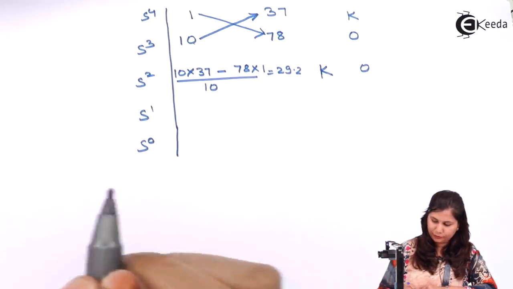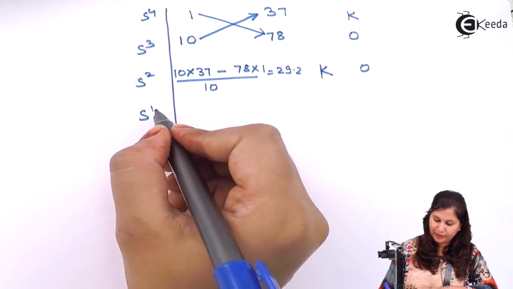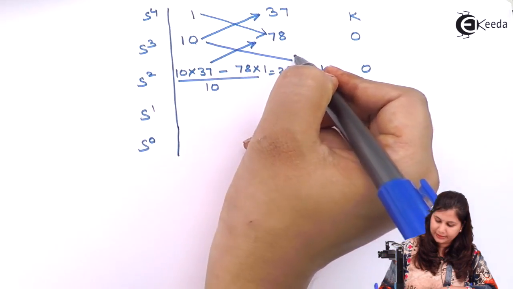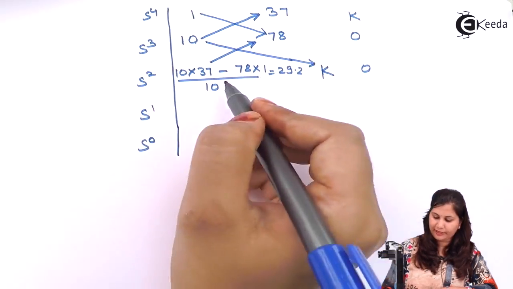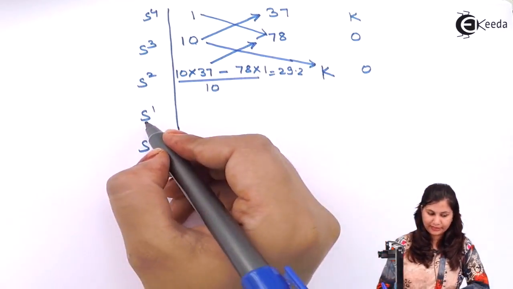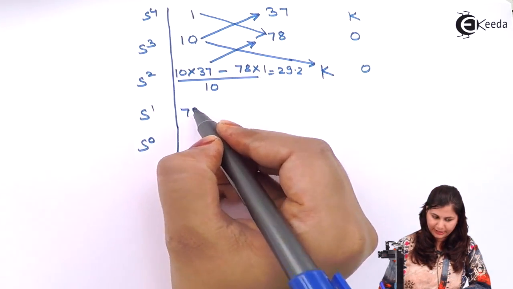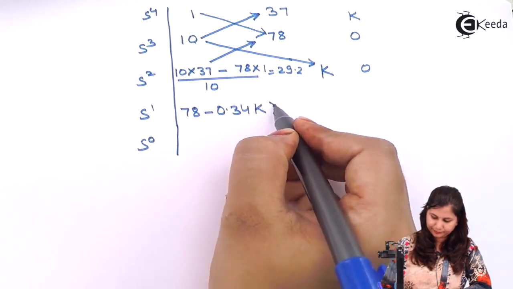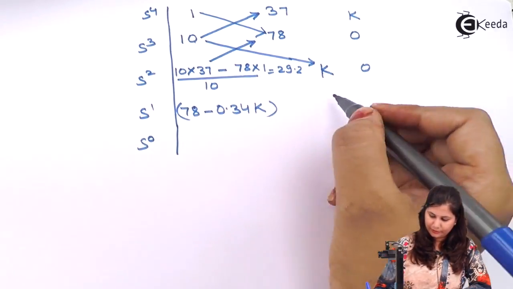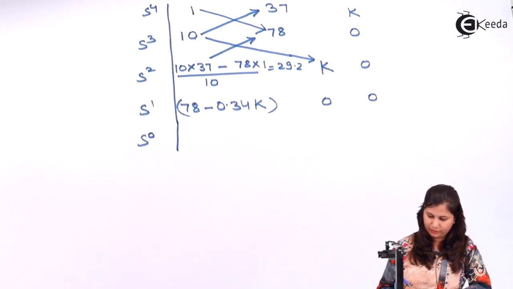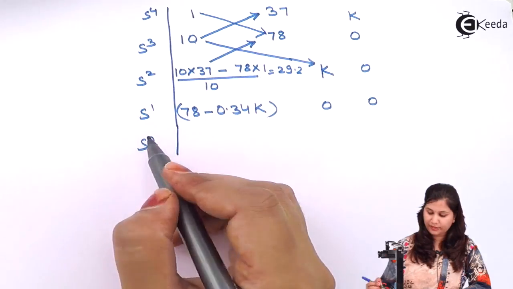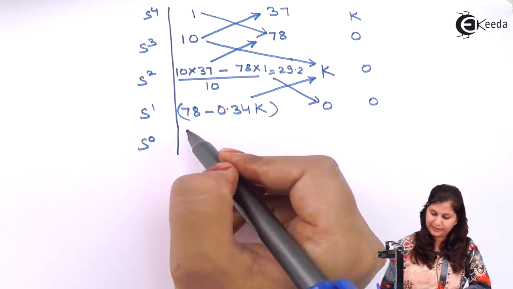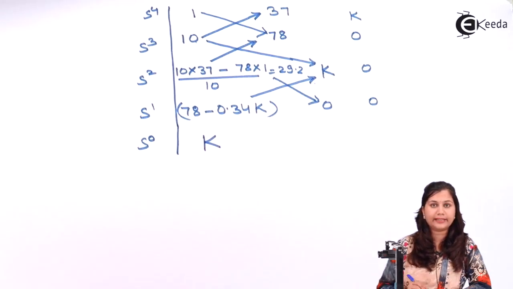This will be 0. Now for s¹, you have to multiply this into this, then multiply this into K and divide by this term. So we will get the coefficient as 78 minus 0.34K, and it will be 0. Now for s⁰, you have to multiply this with this into this, divide by this, so you will get here K only.